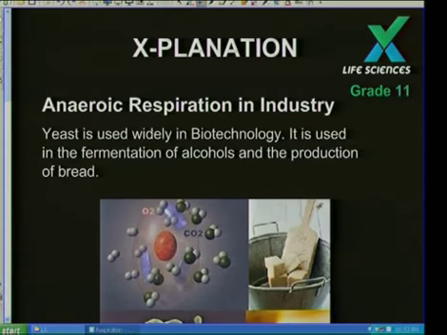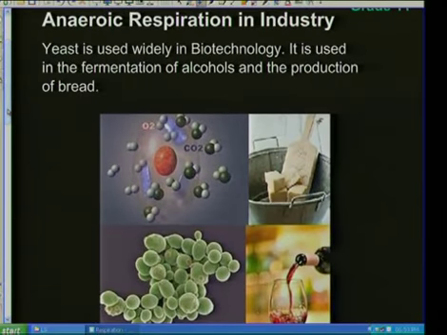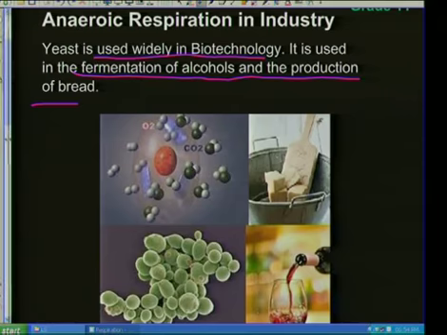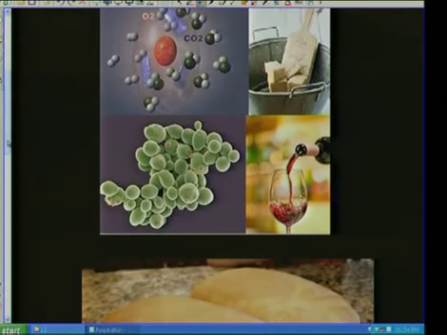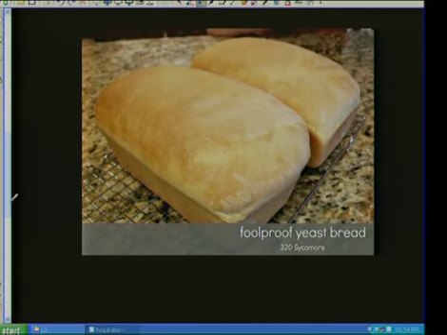Now, how does anaerobic respiration help us in industry? Yeast is used widely in biotechnology. That's a known fact. It is used in the fermentation of alcohols and the production of bread. Just to give you some examples, yeast can be used to make wine. Also, bread yeast is used to make the dough rise. That's when the carbon dioxide is released.